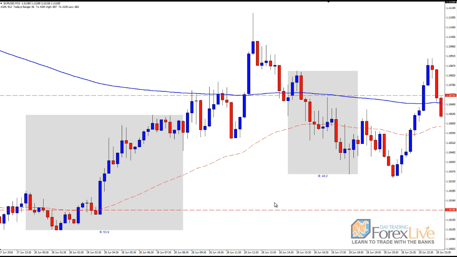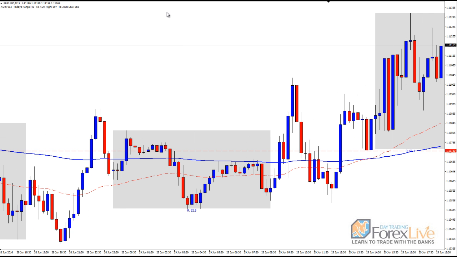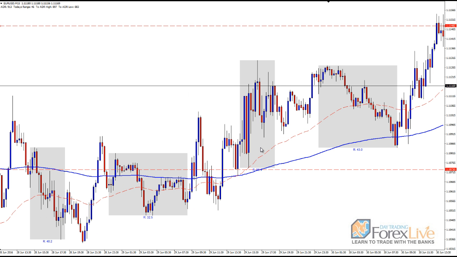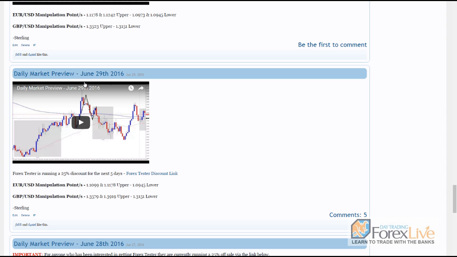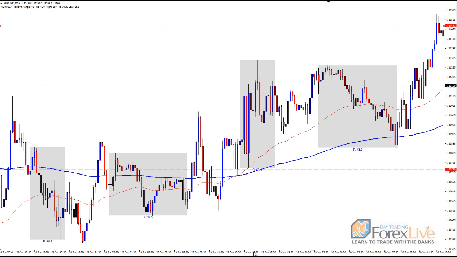Next trade was the next day. It was also on the euro, and it was a break-even trade on the euro from the level of 1.1099. Okay, so 1.1099 was the level, and we'll drag over the preview for that day. You can see that June the 29th, we had 1.1099 listed as a valid upper level, and we come into 1.1099 on the 29th. We'll just drag this point up here.